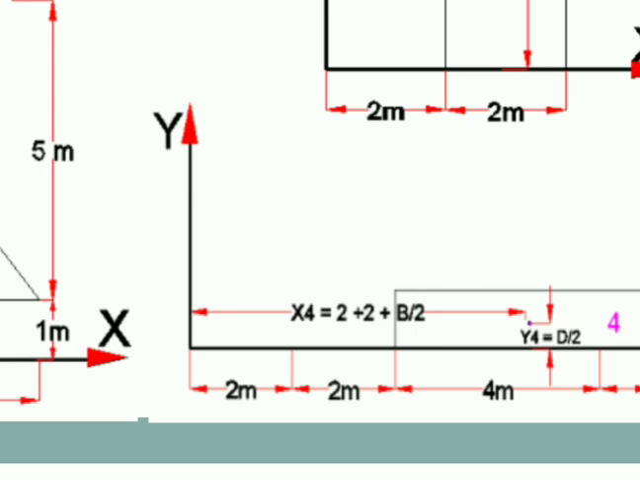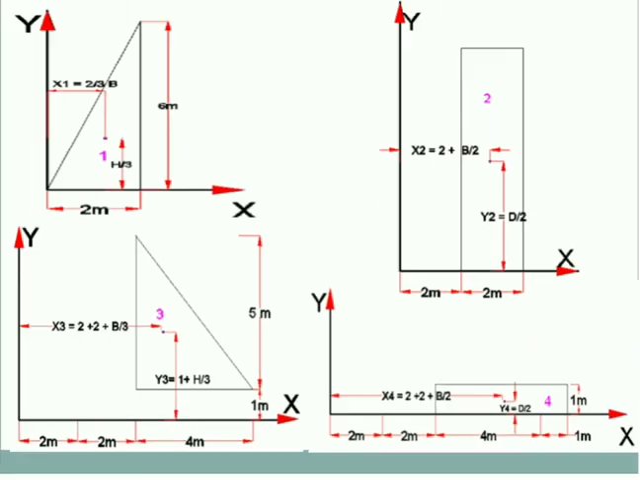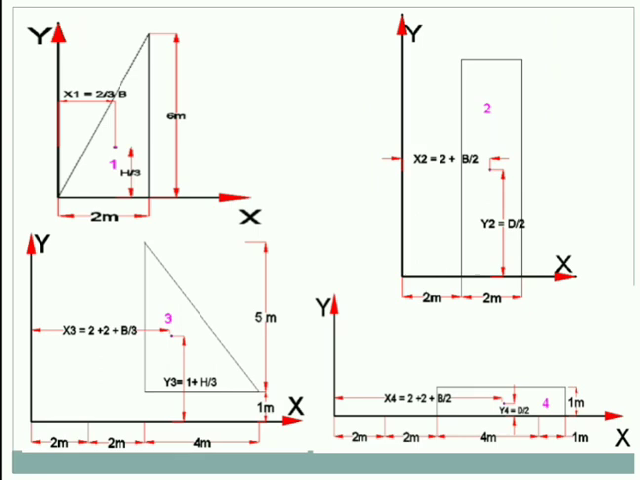Then for this rectangular element, y4 is equal to d by 2 directly. We need not add anything because the rectangle is lying on the x-axis itself. So x4 is 2 plus 2 plus b by 2, y4 is d by 2 for that individual element. So this is how we get x1, y1, x2, y2, x3, y3 and x4, y4. Now our easy task, that is the tabulation.